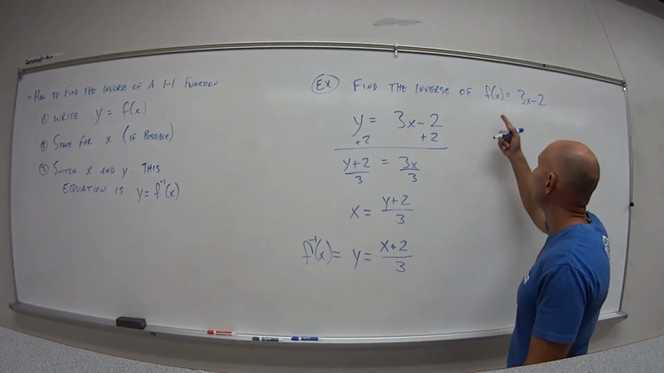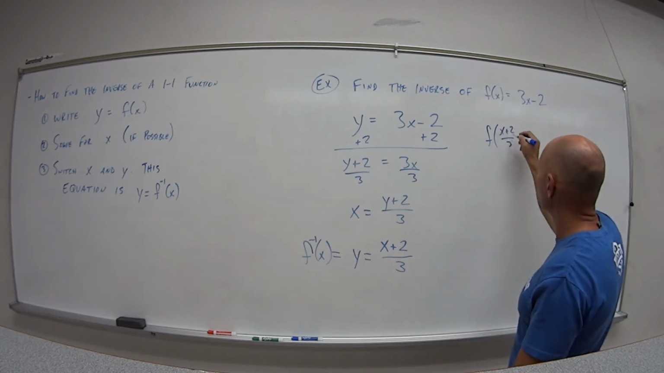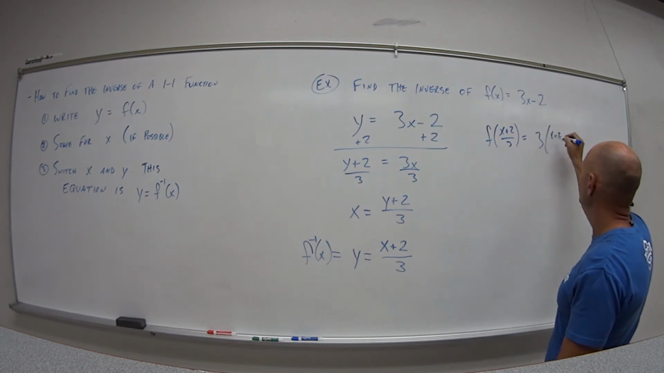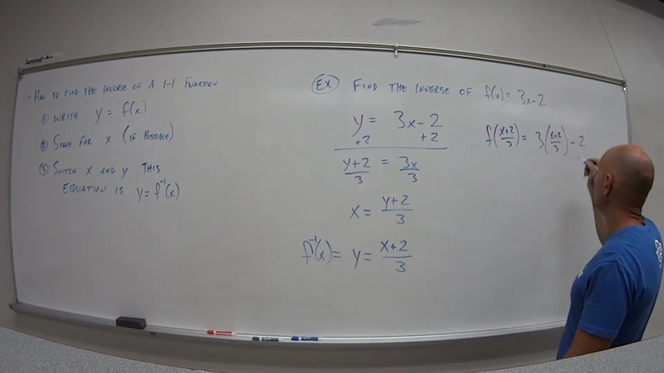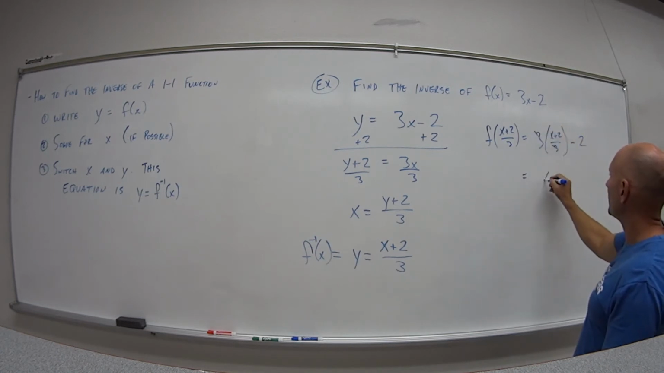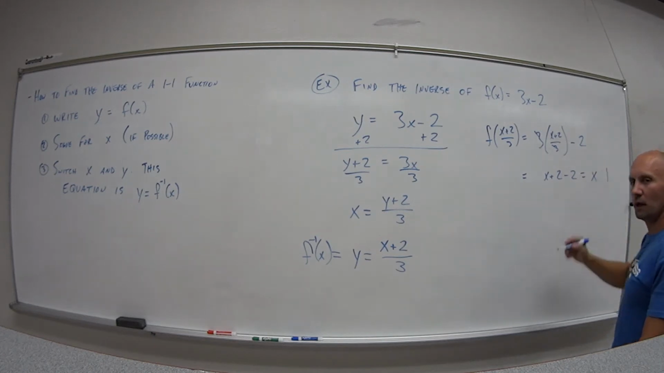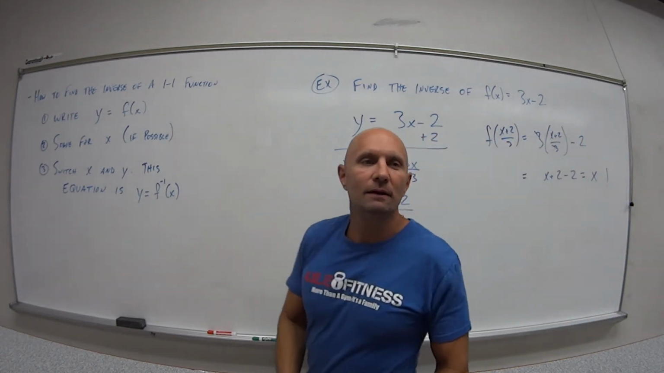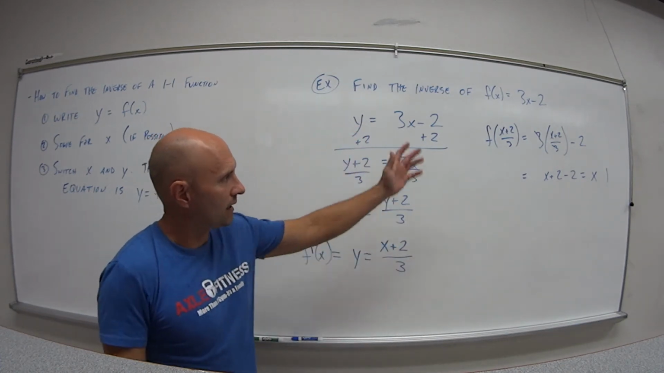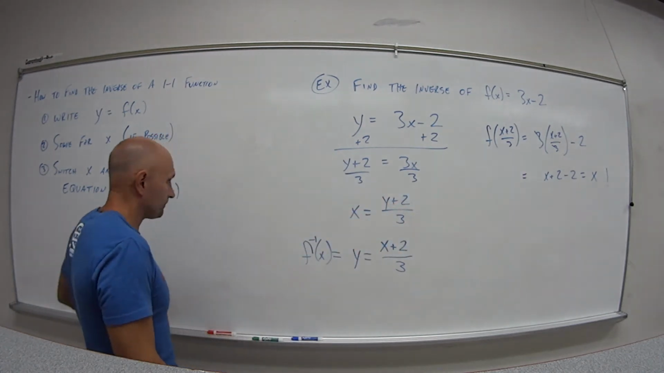So let's try that. I want f of the inverse piece, x plus 2 over 3. So that's 3 times x plus 2 over 3 minus 2. The 3's cancel, so I get x plus 2 minus 2, which is x. Bingo. So we know that this is my inverse function. I can actually check it, plug it in. As long as it comes back to being x, I know that I'm fine.